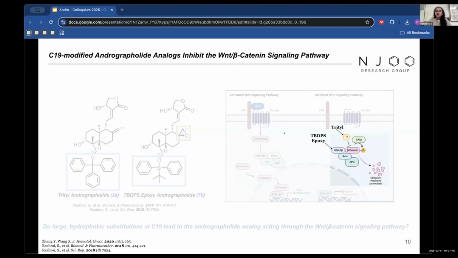On the other hand, the trityl analog of andrographolide functioned independent of GSK3-beta. So we found this interesting, and that allowed us to ask the question of whether or how large hydrophobic groups at the C19 position of andrographolide change the biological mechanism of action through which those analogs exert their anti-cancer capabilities.